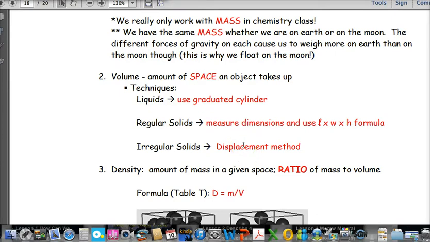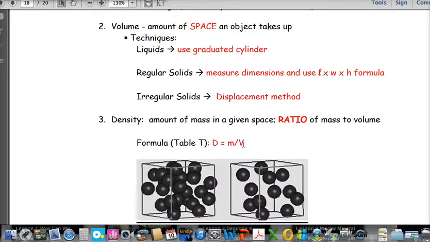Basically, you use a graduated cylinder and you put in, let's say, 50 milliliters of water. You drop your rock in, and let's say that the volume of the water goes from 50 to 75. That means that the volume of your rock is the difference between those two, 25 milliliters. The rock displaces an amount of water equal to its volume, and we'll get a chance to do this in lab. Let's look at density.